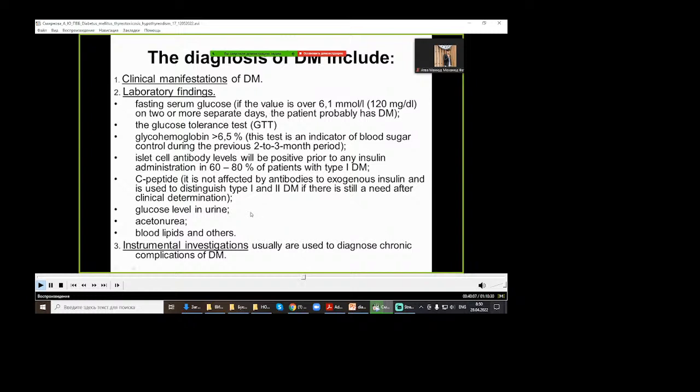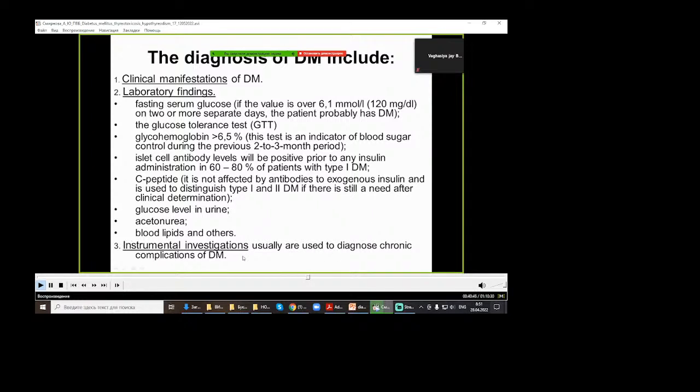Next, for estimation of compensation of diabetes mellitus, we may use glucose level in urine, acetone and ketone bodies in urine, and we must have the levels of lipids, cholesterol, and triglycerides for estimating macroangiopathy and microangiopathy complications of diabetes mellitus.